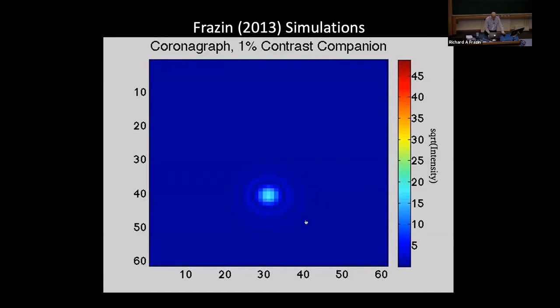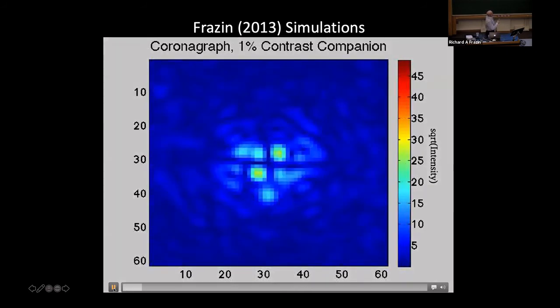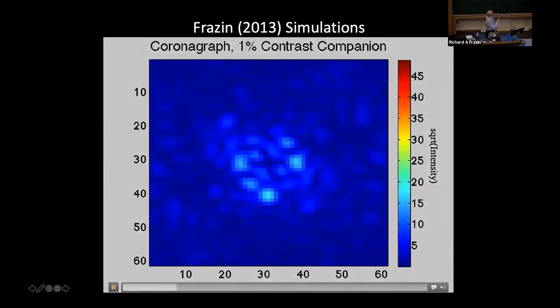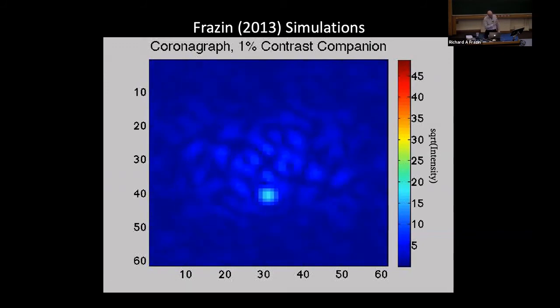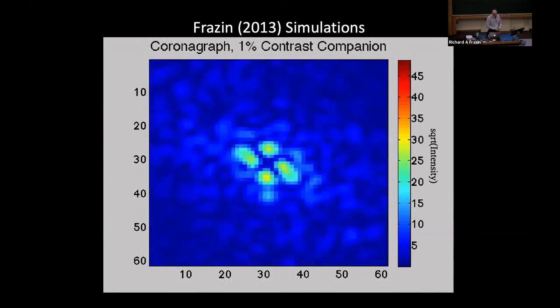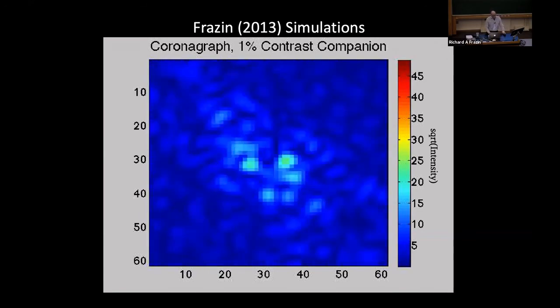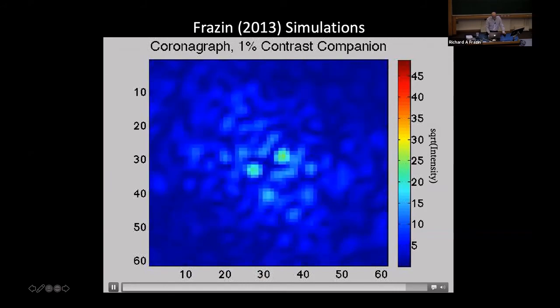Now I put in the coronagraph and I put a planet in there too at a 1% contrast. And what you see is actually a very similar thing. The planet is at the center of the planet's pixel. It's not changing very much in time, but all the stellar speckles are changing wildly at this millisecond time scale.